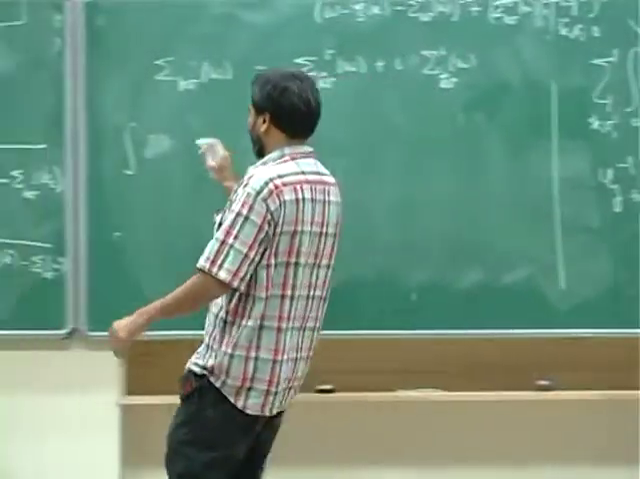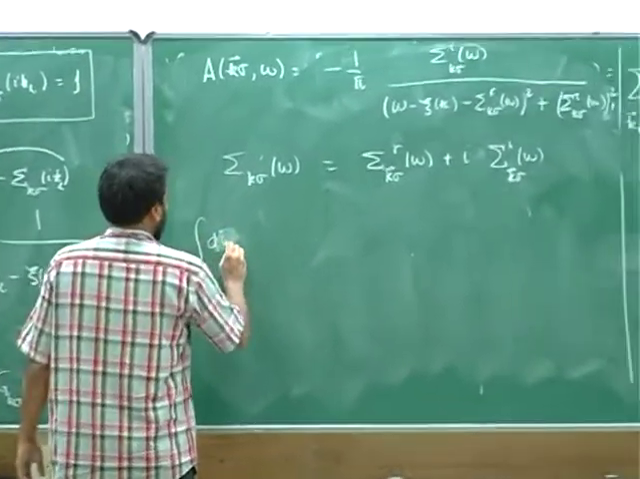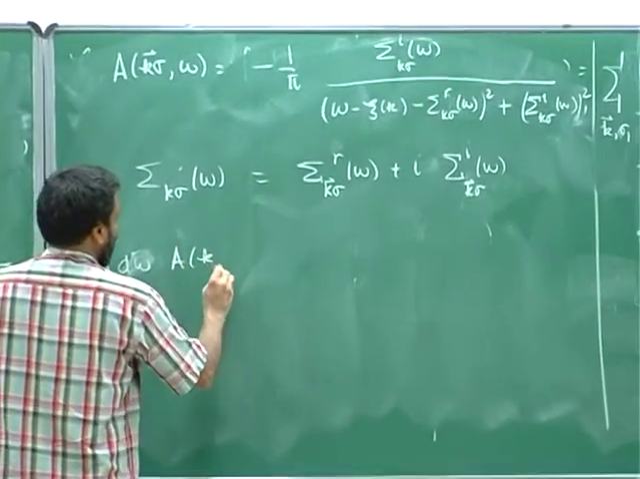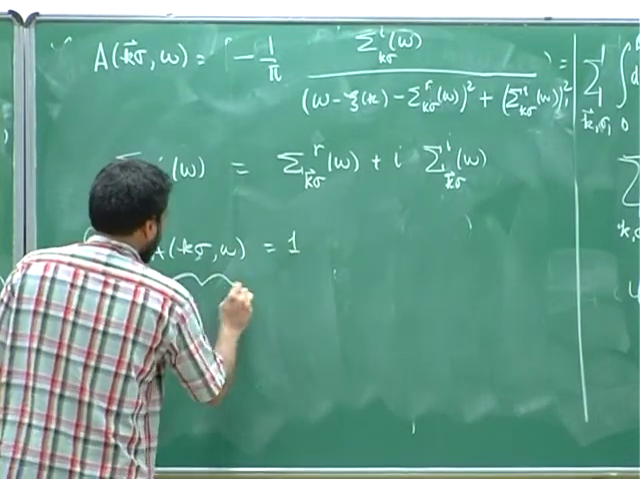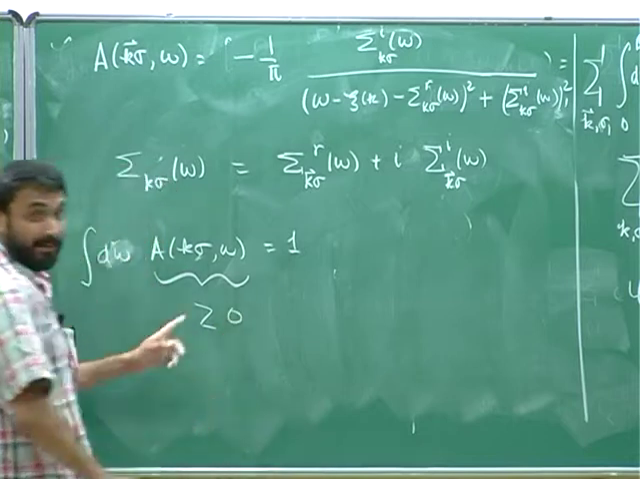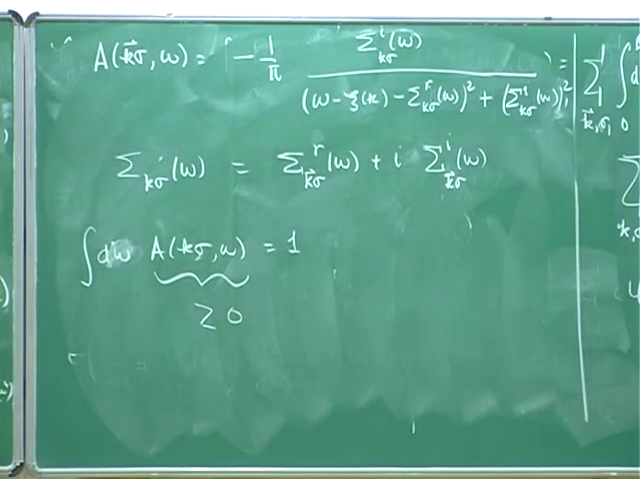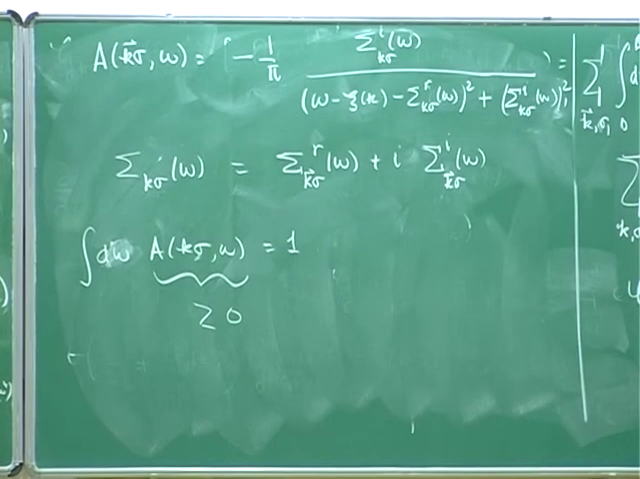So two things should be satisfied. The integral of d omega A_k of omega, which is minus one over pi times the imaginary part of the Green's function, should be 1, and this quantity should be greater than or equal to 0 everywhere. That puts some constraints on the self energy. So this will be an immediate check of any calculation you do: whether you're getting the imaginary part of the self energy to be negative on the real axis when you come from the top, omega plus, and whether the spectral function integrates out to 1.